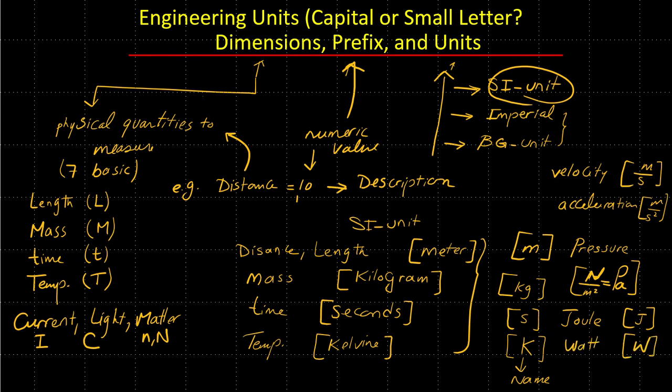So the answer to that question is when the unit is expressing a name of a scientist like Pascal, Joule, Watt, Kelvin, they have to be written in a capital letter. Everything else has to come in a small letter. When we talk about velocity, meter per second, mass, kilograms, k small, time, it's second, it's s small, and so on. Hopefully guys this will answer that question.